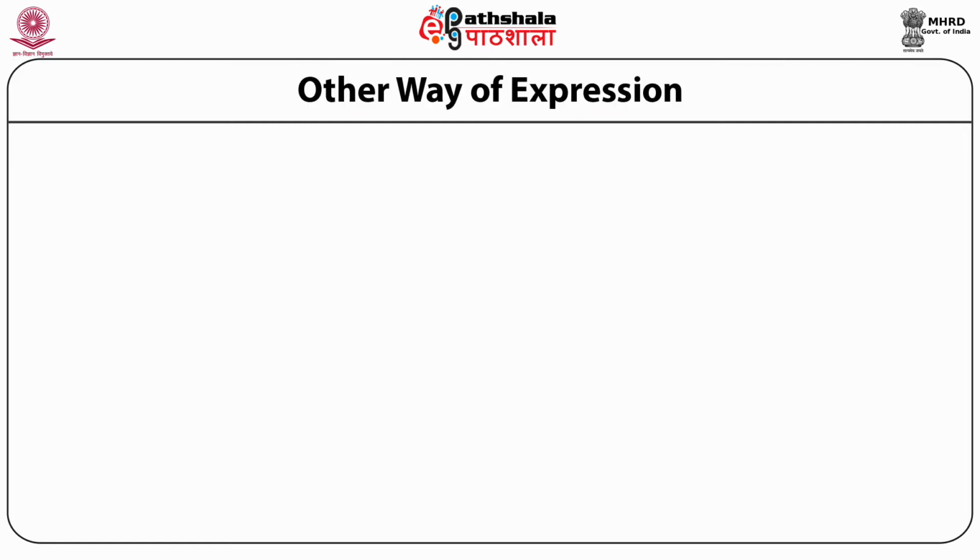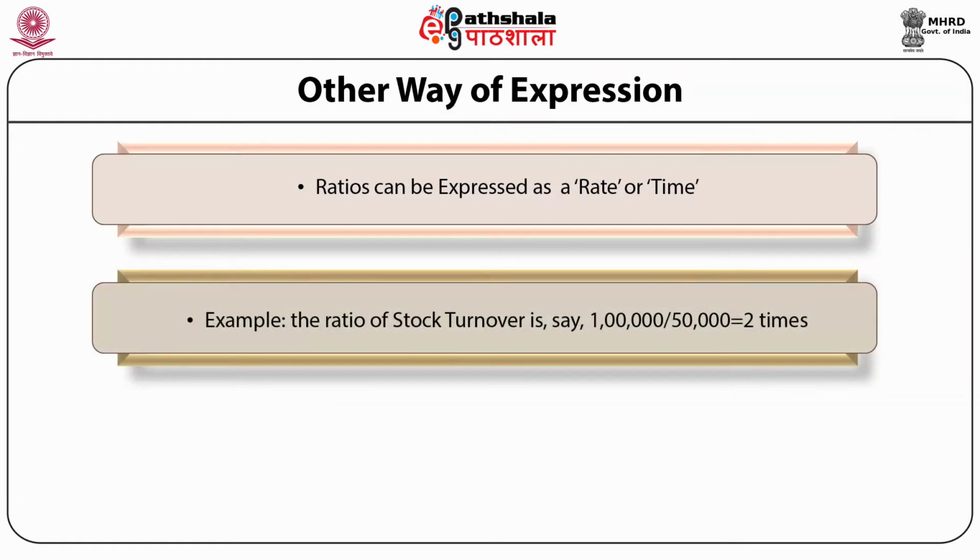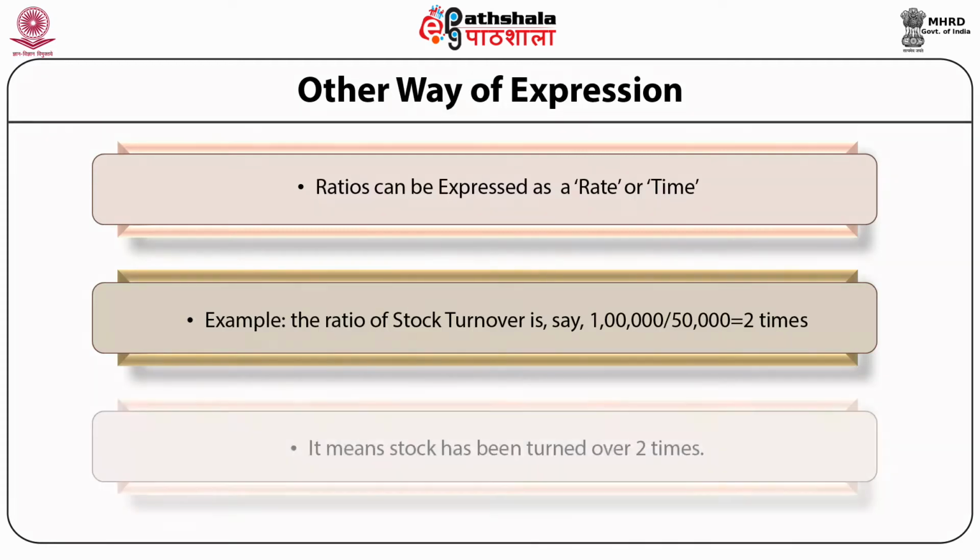Other way of expression. Ratios can be expressed as a rate or time. Example, the ratio of stock turnover is, say, 1 lakh divided by 50,000, which equals 2 times. It means stock has been turned over 2 times.